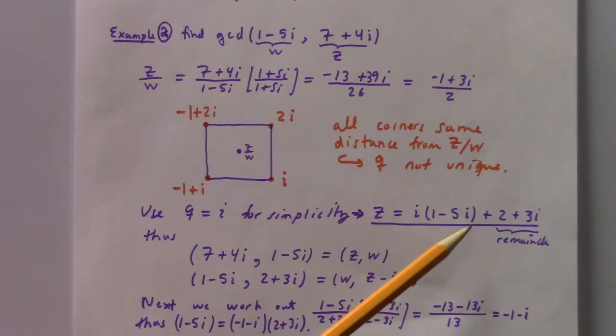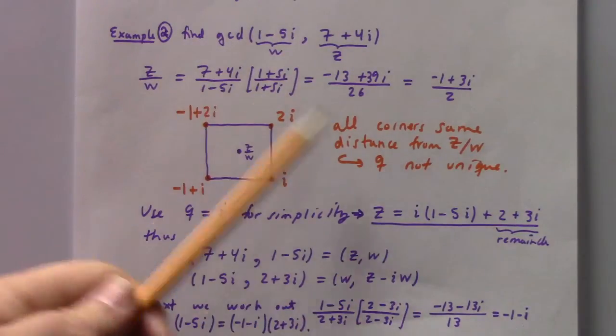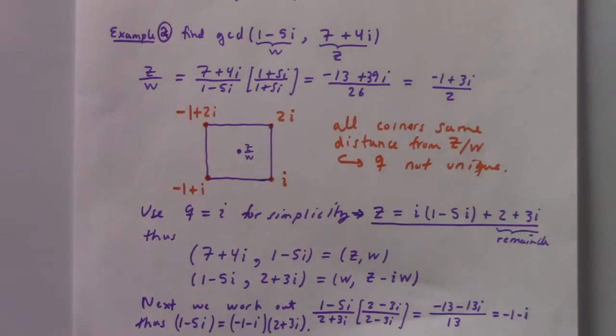A short calculation: i times 1 minus 5i gives you i plus 5, but you've got 7, so you need 2, and you had 4i, so you need 3i to get back to the 4i. I can work this one out in my head. So, starting the Euclidean algorithm, I've got 7 plus 4i as my z and 1 minus 5i as my w, and to get the second remainder I take z minus i times the dividing number w. It turns out that's it, because 2 plus 3i is actually a divisor of that. If I take 1 minus 5i divided by 2 plus 3i, I end up with minus 1 minus i, which shows that 2 plus 3i divides 1 minus 5i.